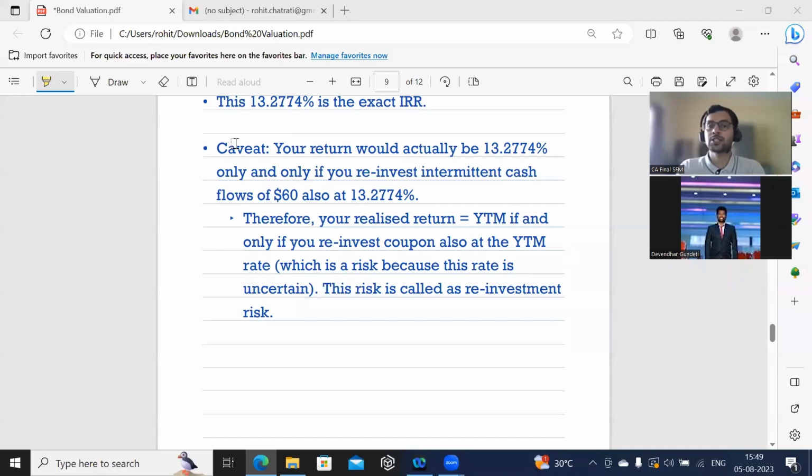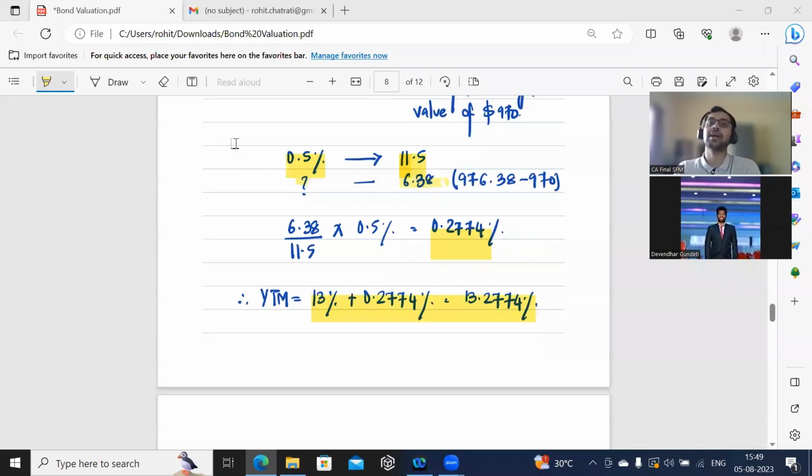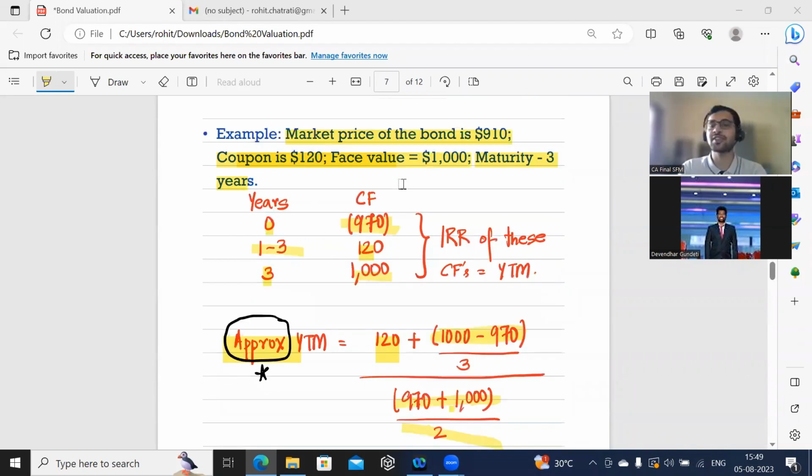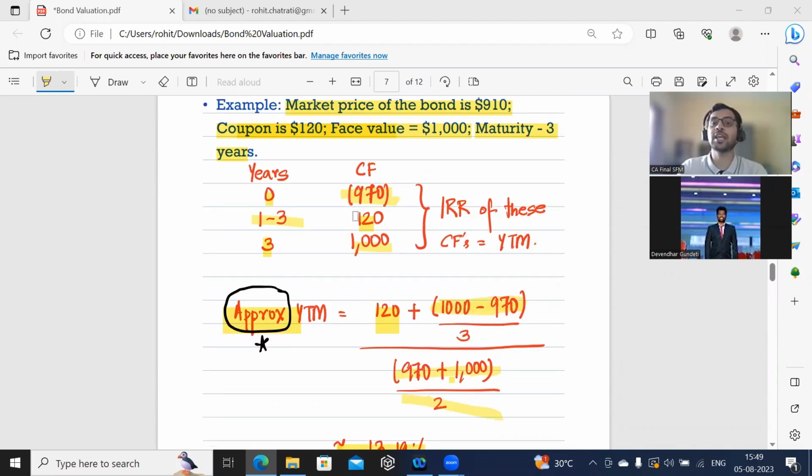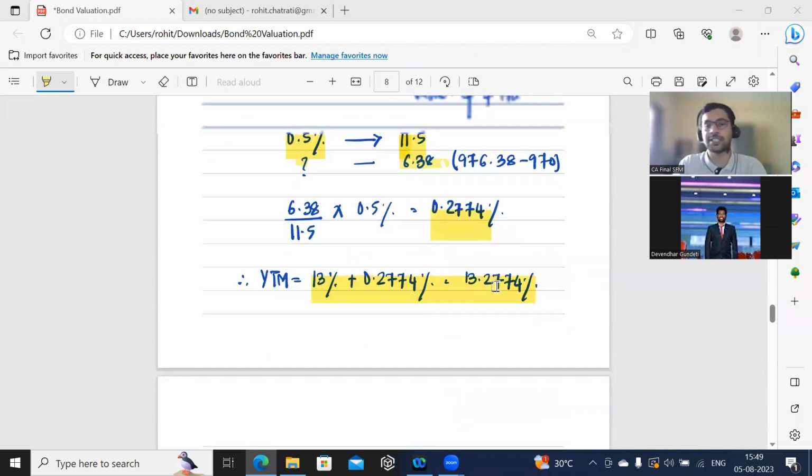Now, if you remember, I defined YTM as the return that an investor will earn. So if you buy this bond today at $970, and if the coupon is $120 and the face value is 1,000, and if the maturity is 3 years, you are earning a return of 13.2774 percentage.